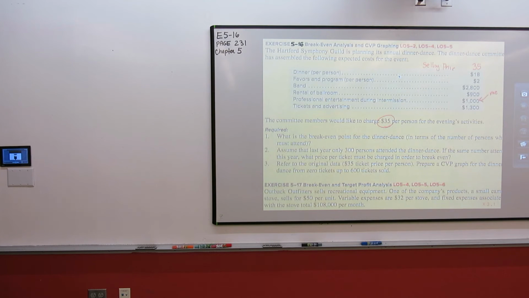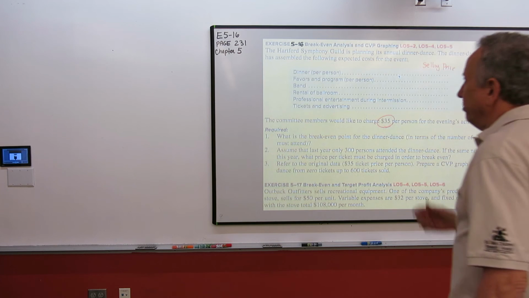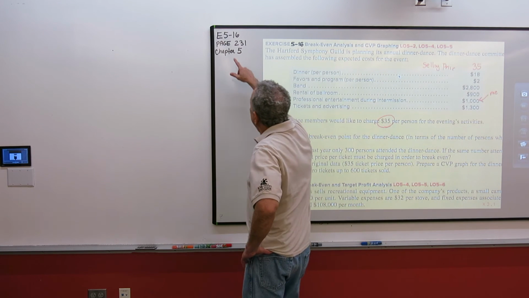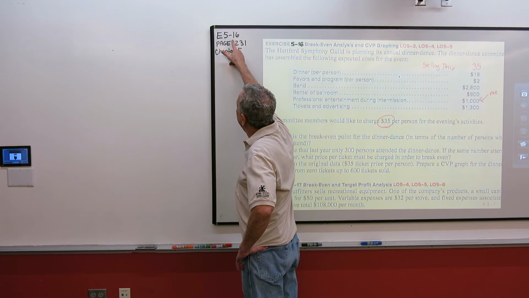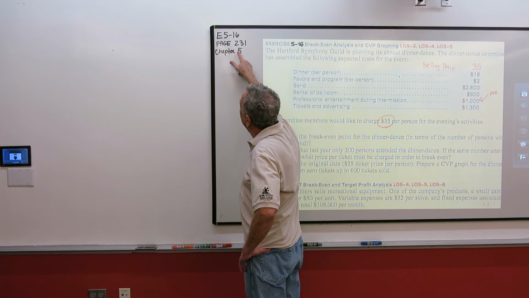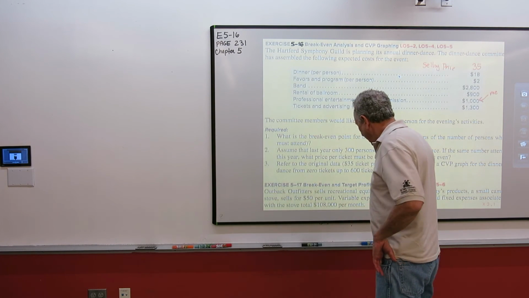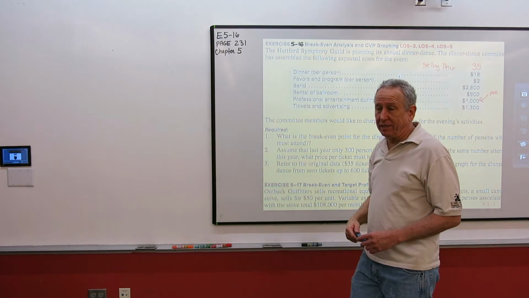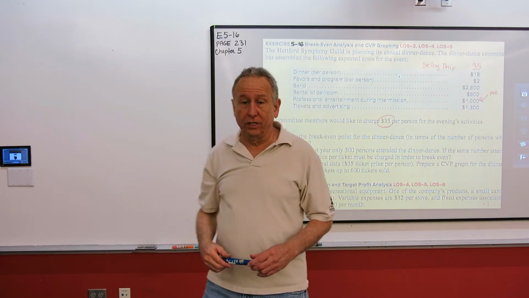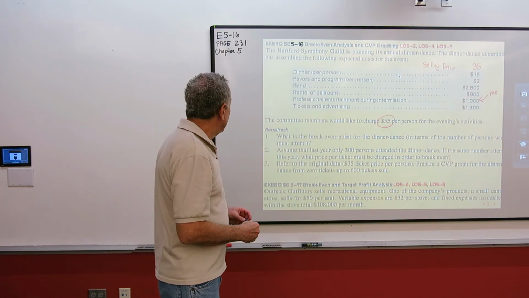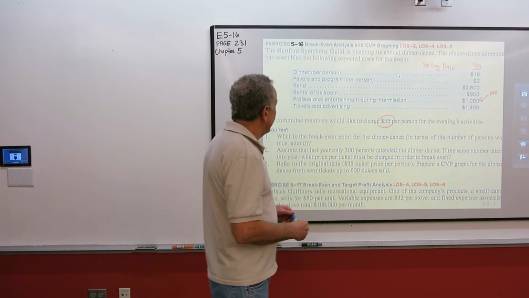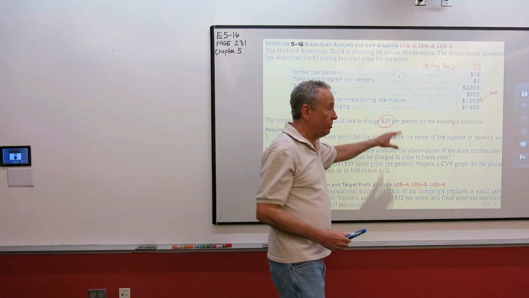All right. We're still in Chapter 5, and this time we're going to work exercise 516, page 231. And again, it's in Chapter 5, 516. I really like this problem because I think you can make it relate to college kids. I'll try to anyway. But anyway, this is more of CVP analysis.